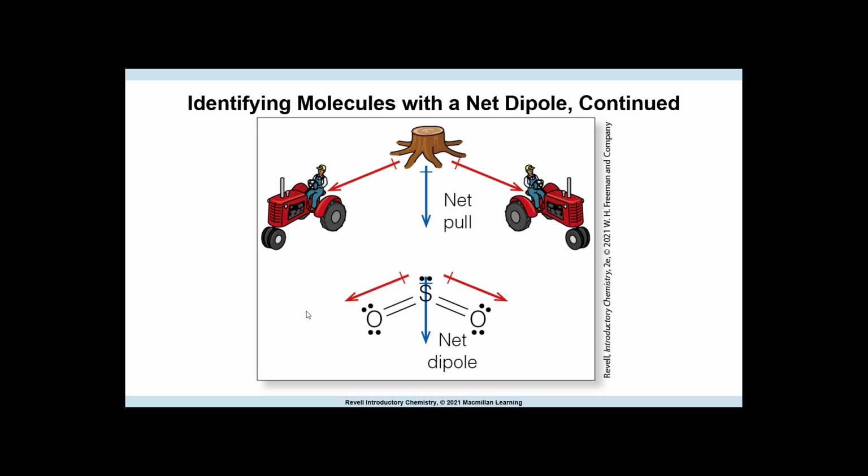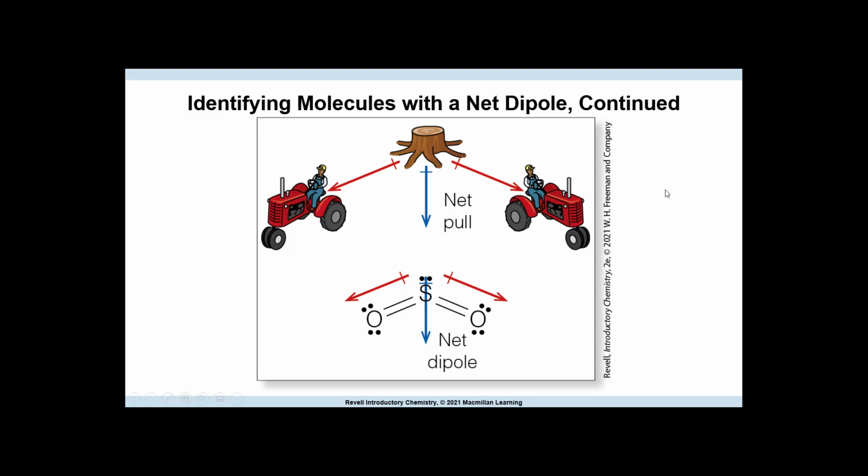This is similar to 2 tractors trying to pull a stump out of the ground. If the tractors pull in the direction of the red arrows, their combined forces pull the stump in the direction of the blue arrow, labeled as the net dipole. Similarly, the pull of the 2 oxygen atoms of sulfur dioxide combine to create a net dipole.